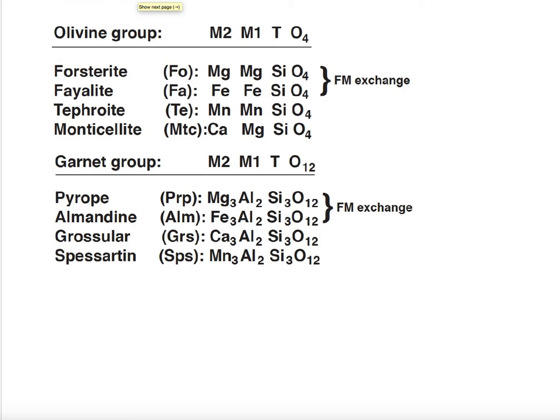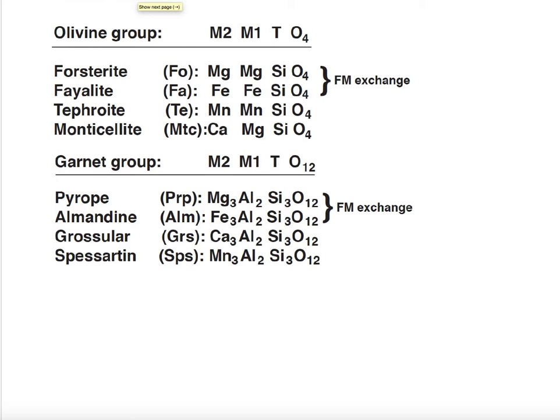We are doing the next step. We are now replacing magnesium with iron. That means we are doing an Fe-Mg exchange. The only thing we are changing in our garnet structure is replacing magnesium with iron, and getting the iron end member almandine of the garnets, which is Fe3Al2Si3O12.